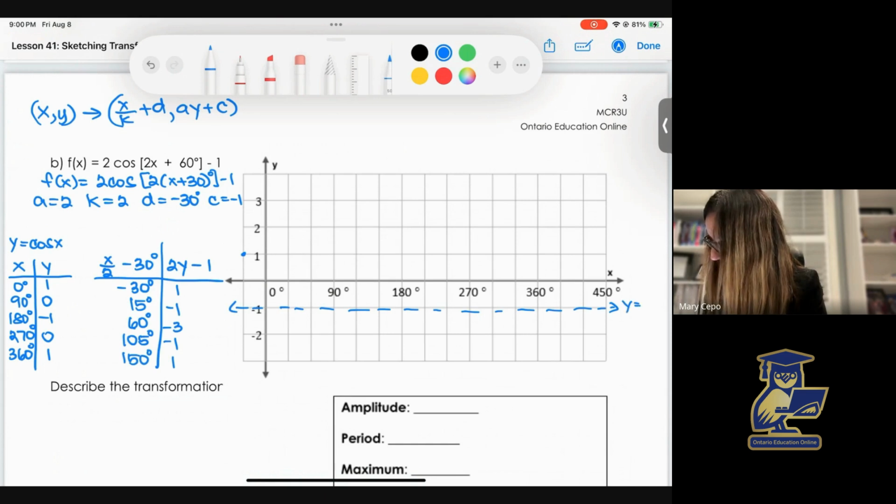Y equals -1. Okay, so at 15 degrees, we would be at -1. At 60 degrees, we're at -3. At 105 degrees, we're back at -1. And at 150 degrees, we are back at +1.